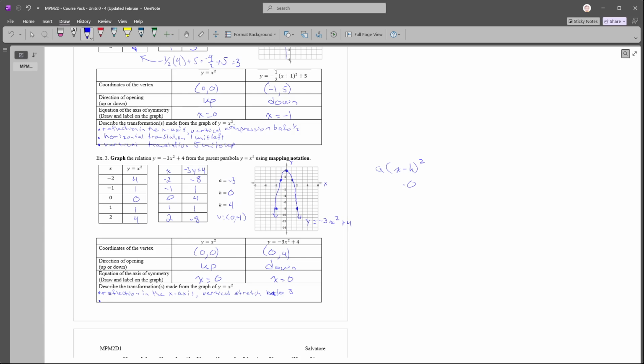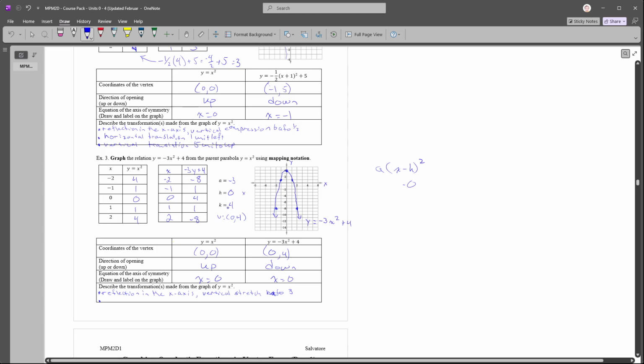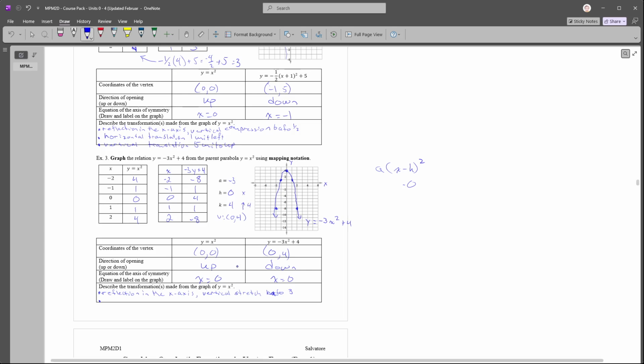We go right to k. Vertical. Yep, there was. In this case, there was a vertical transformation up by 4 units. So vertical transformation. Oops. 4 units up.